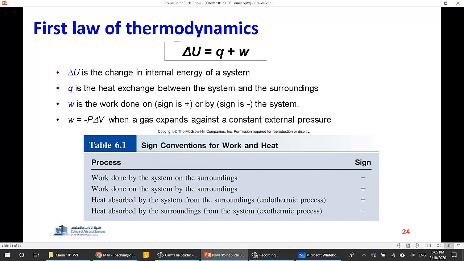Now, for the work, you cannot actually say work is absorbed or released, because these are heat terms. The correct way to mention the work is to say the work done by the system on the surrounding, or work done on the system by the surrounding. The system can do work. It's like a car moving, and it does work on the surrounding, and therefore the work sign is negative. And if you are doing work, imagine yourself as the surrounding doing work on the system, in that case the work is positive.